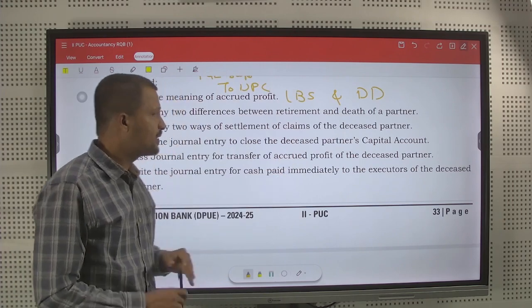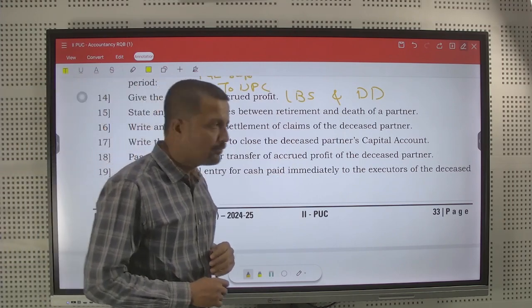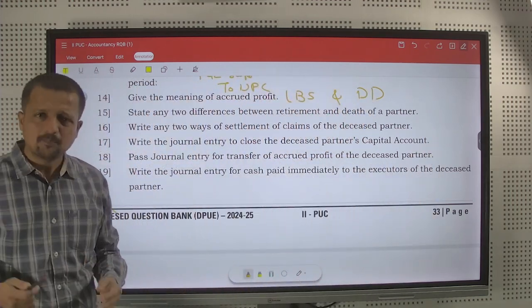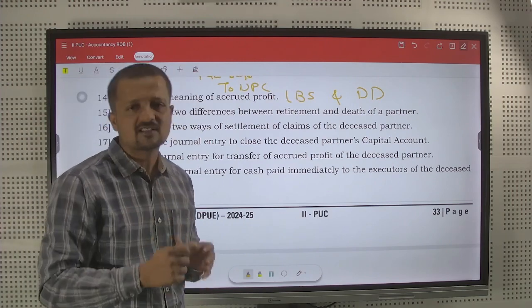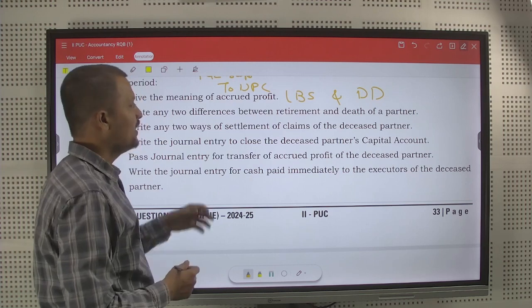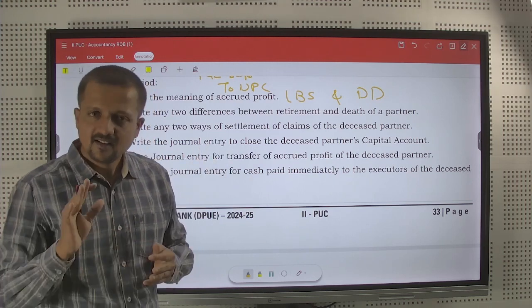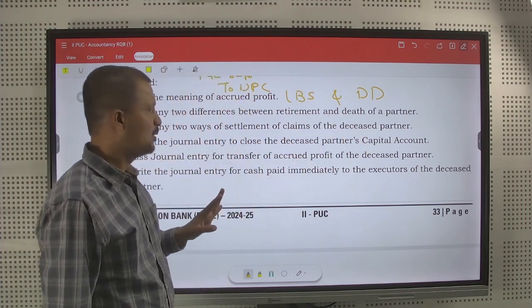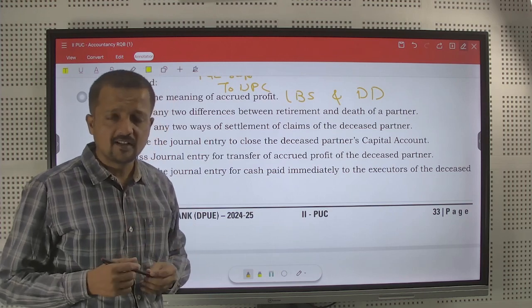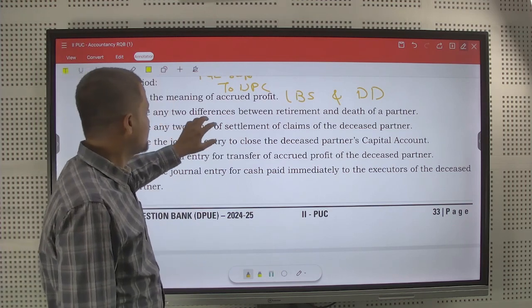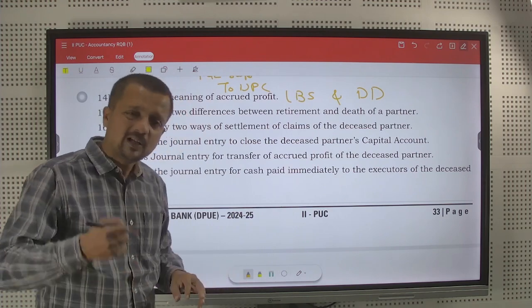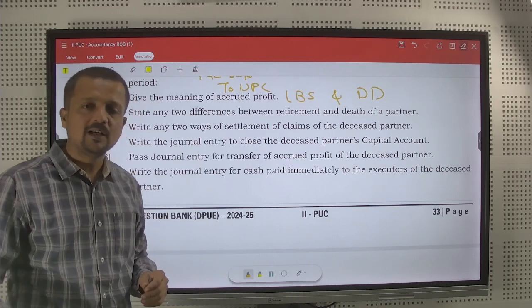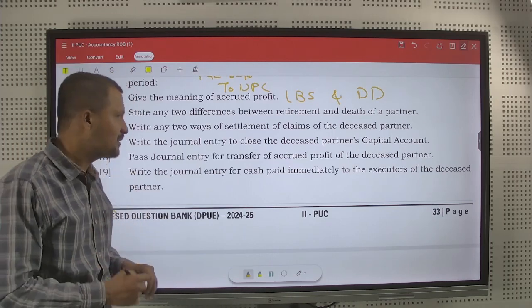State any two differences between retirement and death of partner. See, retirement generally happens, it can be planned and it happens generally on the last date of the accounting year, whereas death can happen at any time. Okay, so this is one difference. Another difference: at the time of retirement, the amount is paid to the retiring partner only, but at the time of death of partner, the amount is paid to the executor of the deceased partner.